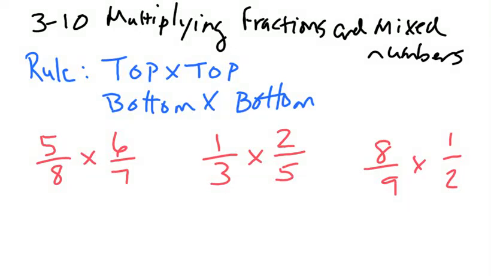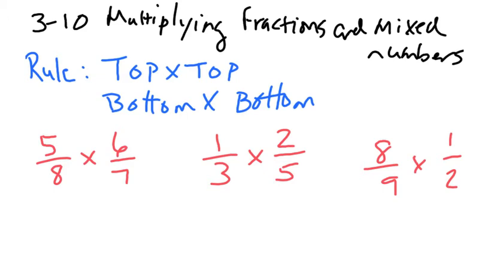3-10, multiplying fractions and mixed numbers. Multiplying fractions is really easy. The main rule is you multiply the top times the top and the bottom times the bottom, or the numerator times the numerator, the denominator times the denominator. So let's try a few and then we'll get into it a little more.